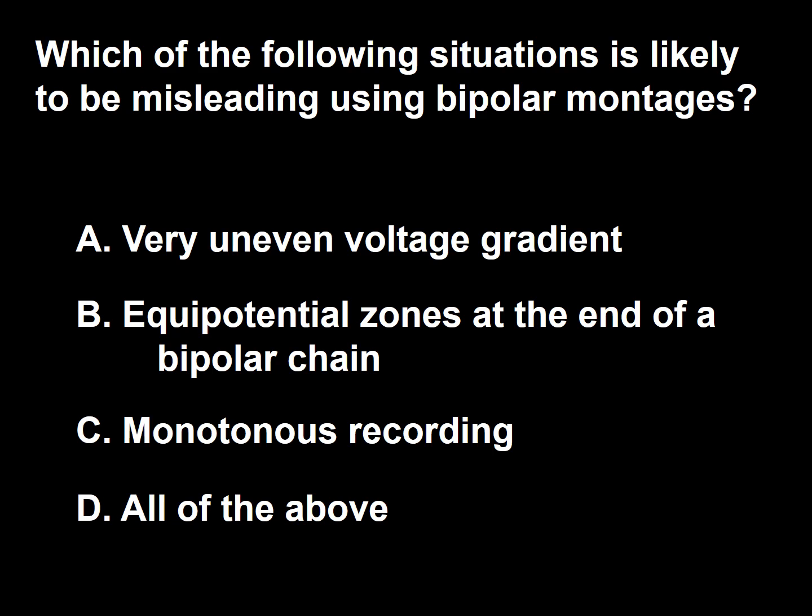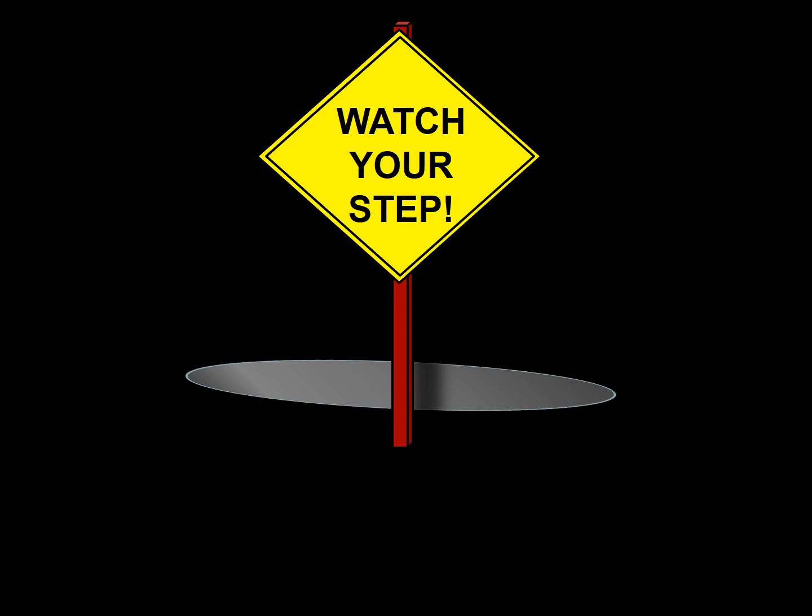Next question. Which of the following situations is likely to be misleading using bipolar montages? A, very uneven voltage gradient. B, equipotential zones at the end of a bipolar chain. C, monotonous recording. D, all of the above. As we have already heard, bipolar montage interpretation presents some pitfalls.